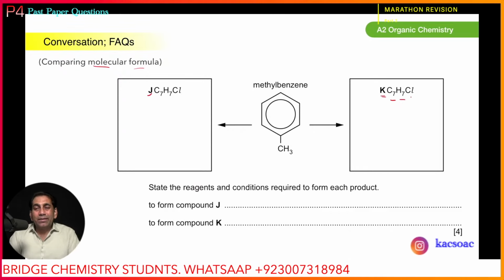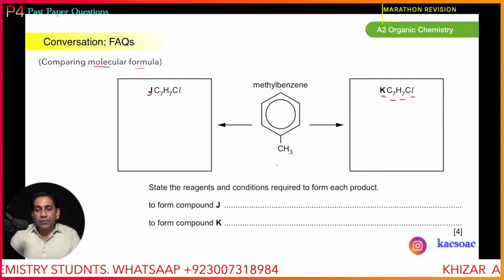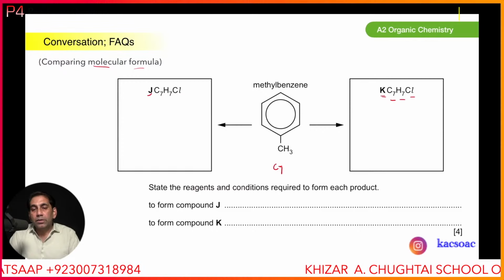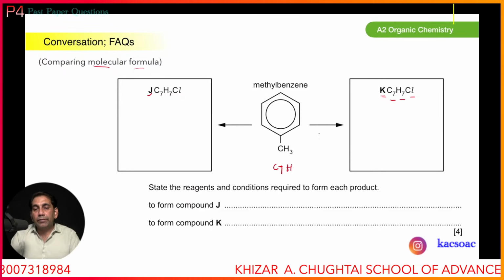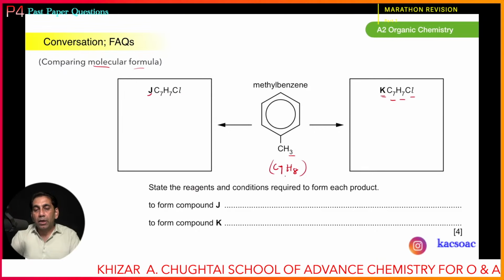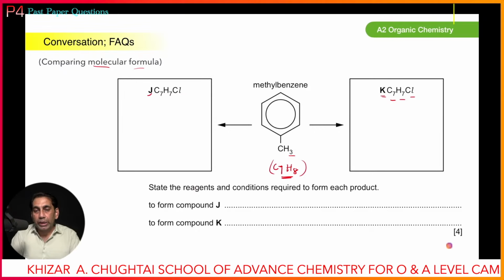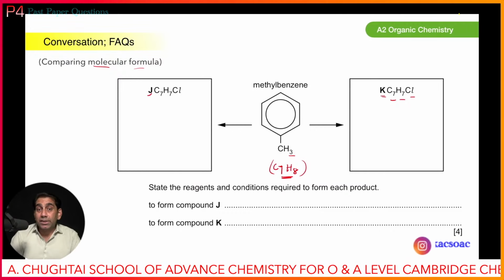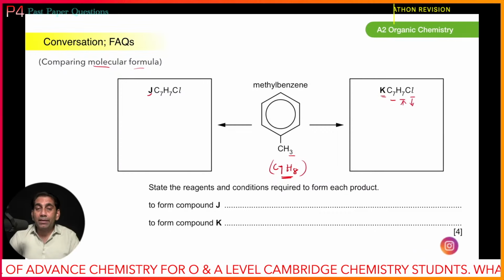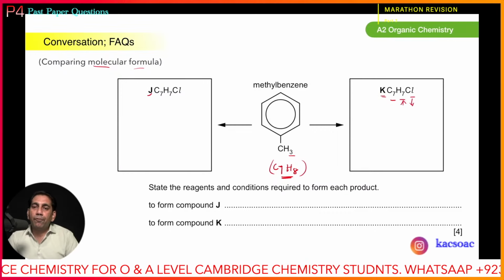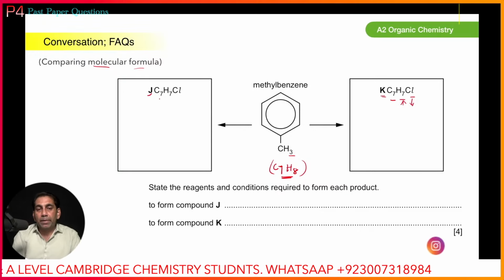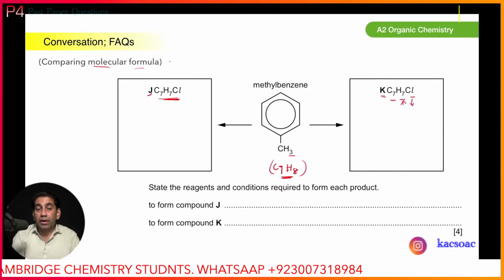What is the formula? C7: 6 carbons over here, 1 over here. How many hydrogens are there on the benzene ring? 5 plus 3, 8 hydrogens. So initially it was C7H8. Now it has become C7H7Cl, 1 less hydrogen, 1 more Cl. That means there is substitution of 1 Cl group. So both have the same molecular formula.